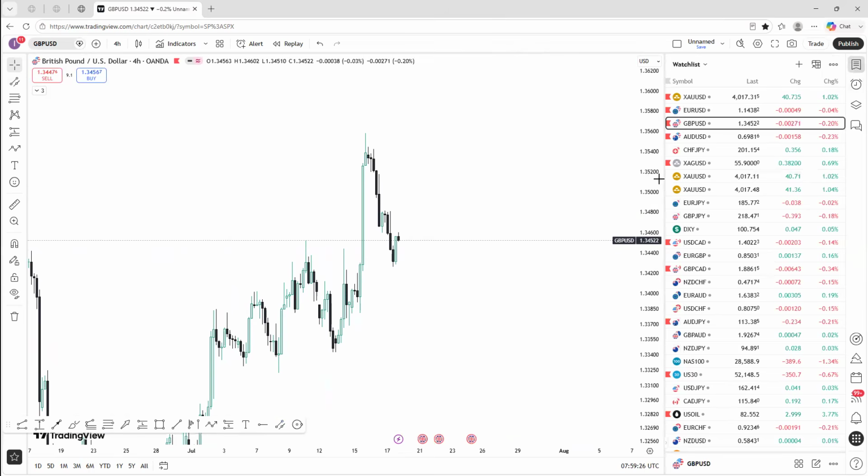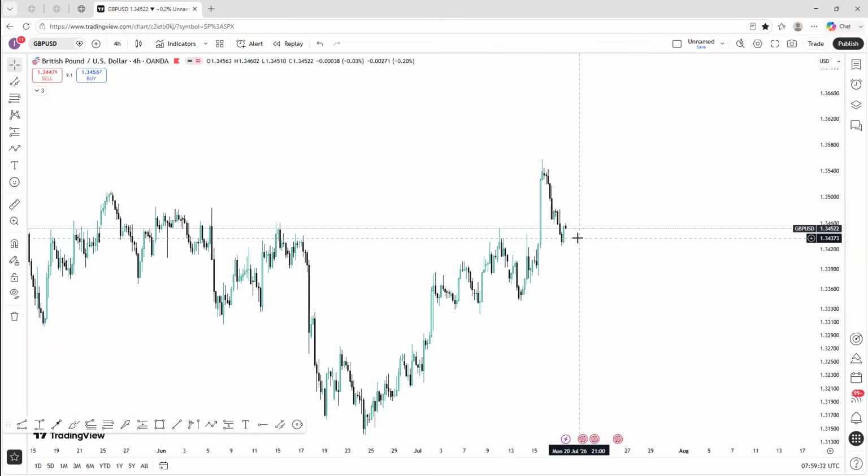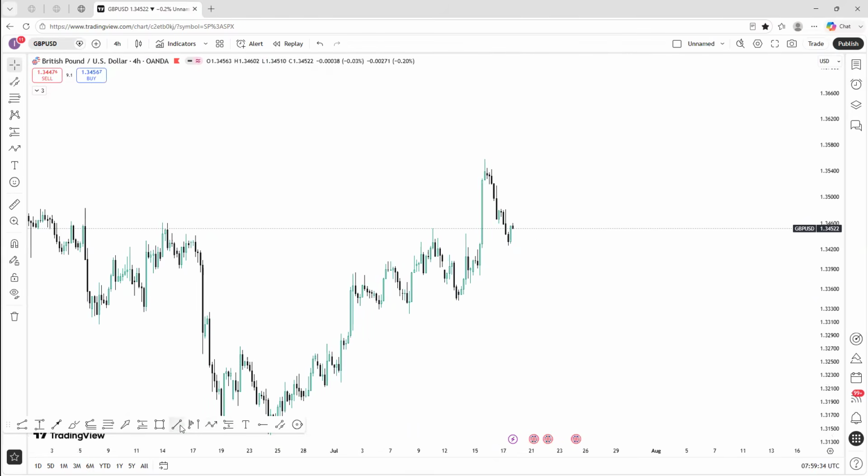GBPUSD. On GBPUSD, we also have this market structure, a kind of bullish market structure, very clear. You can see we took out this low as a liquidity sweep. After the liquidity sweep, you can see price creating a break of structure, which is continuation. Break of structure, then a pullback to the discount level, another break of structure, another break of structure.